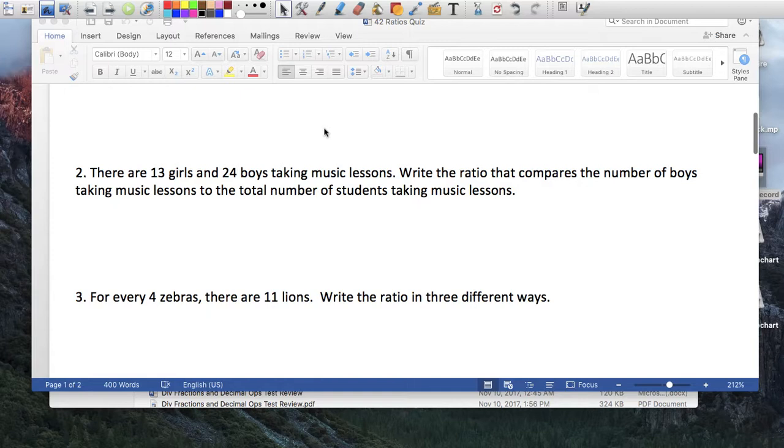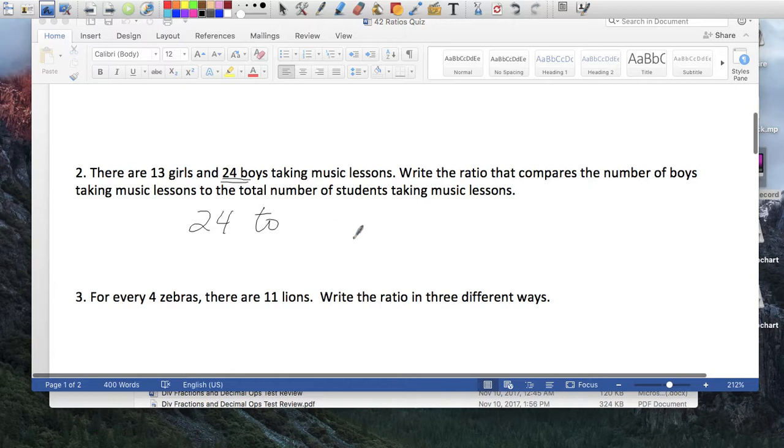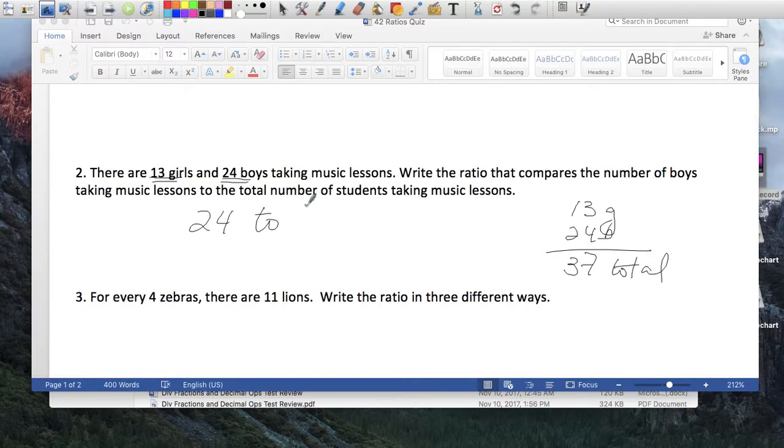Two. There are 13 girls and 24 boys taking music lessons. Write the ratio that compares the number of boys taking music with the number of students taking music lessons. Okay, so the number of boys that are taking music is 24. So here's my ratio, 24 to... And I want to compare it to the total. I don't have the total, but to find the total, that's not that bad. I just simply add the 13 girls plus the 24 boys, and that's going to give me a total of 37. So to compare the number of boys to the total number of people would be 24 to 37.